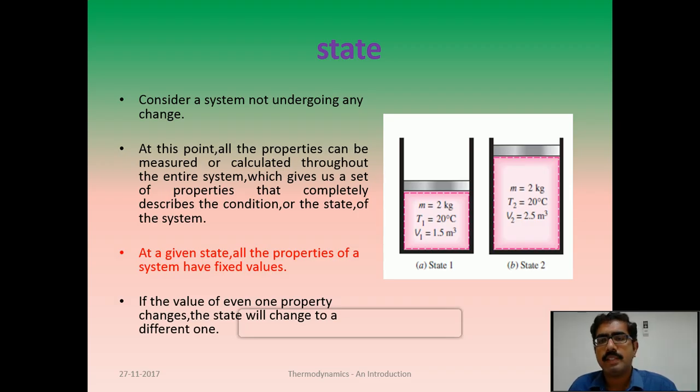So for example, if we are having a state 1, it will be having fixed values only. Here we can see that in the first cylinder we are having M equal to 2 kg, temperature equal to 20 degrees Celsius and volume equal to 1.5 meter cube. If we go for any process, now we can see in state 2 the volume is increased to 2.5 meter cube. So at a given state, all the properties of a system have fixed values. If you go for any process, there will be a change of state from 1 to 2.